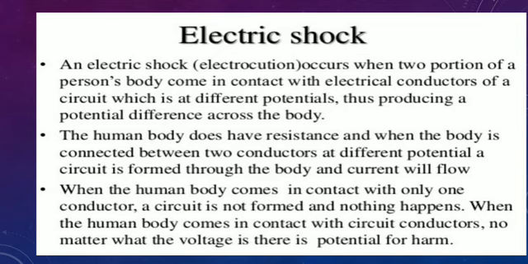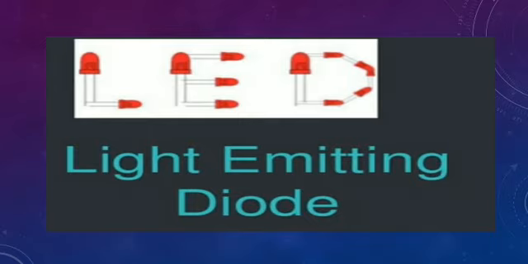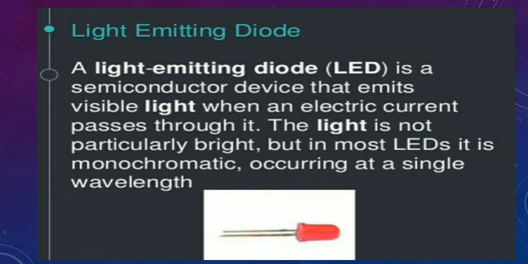Okay, students, right? Now come to the next topic, LED. What is LED? LED is nothing but light emitting diode. See this, a light emitting diode is a semiconductor device that emits visible light when the electric current passes through it. The light is not particularly bright, but in most LEDs it is monochromatic. Monochromatic means it emits a single color, at a single wavelength.